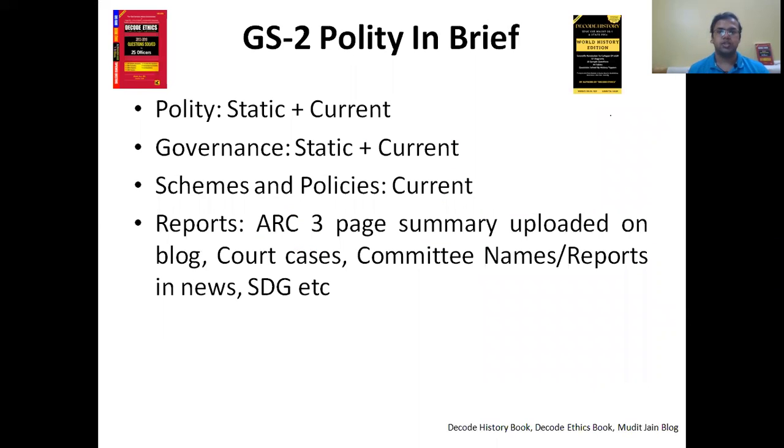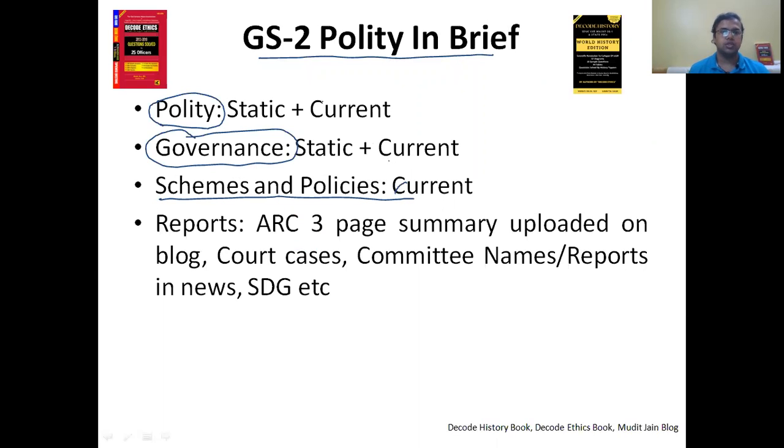Let us start with the session. So to begin with, let me tell you something in brief about GS2 polity. The polity paper as such can be divided into polity hardcore, that is Lakshmikant based static questions, or governance section of GS2, or the schemes and policies section.